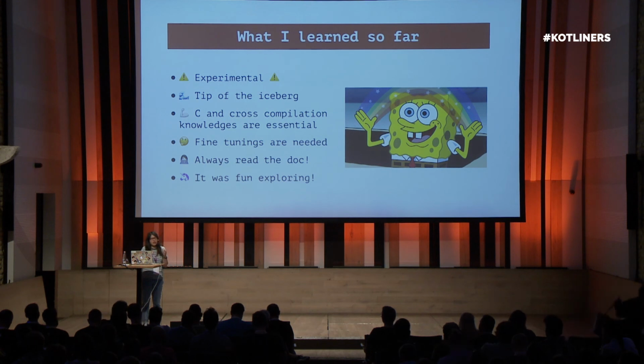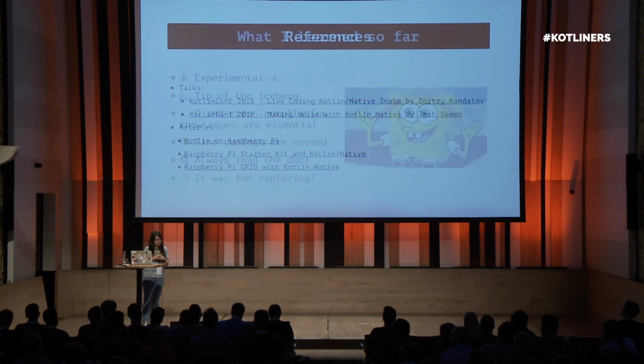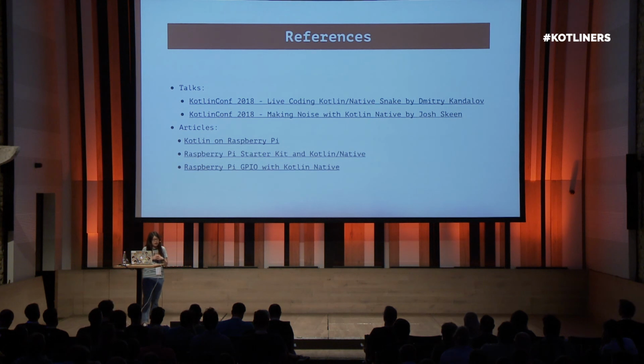On the internet, I only found maybe two or three articles which talk about the same subjects. There are two written by Hardy Hariri, and there's another one which is more recent. And I'm planning to keep on working some more in order to explore the possibility of doing other things with Kotlin Native. And there are some really nice talks about Kotlin Native, not really for Raspberry Pi, from last year's KotlinConf.